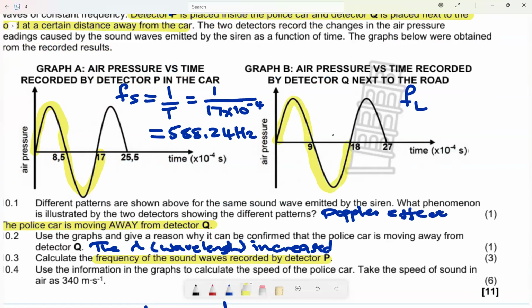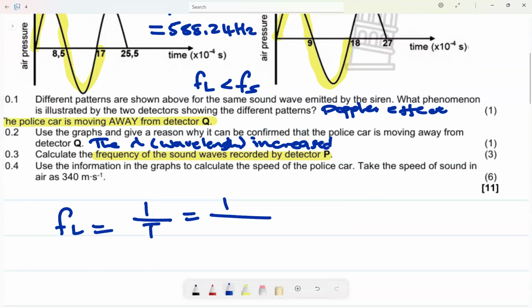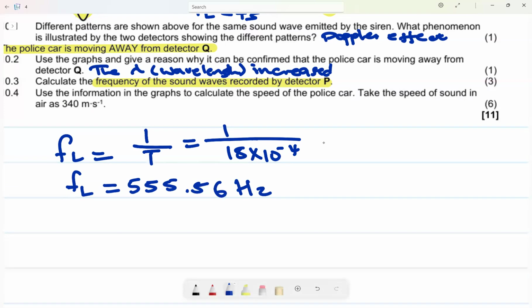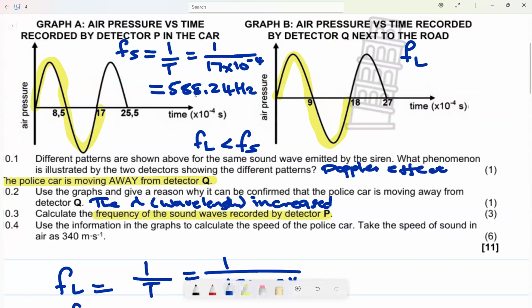It is 18. And do you agree with me that while it is moving away, the frequency of the listener, I'm expecting it to be less than the frequency of the sound. Why? It is moving away. Let's see if that will be the case. 1 divided by 18 times 10 to the power of negative 4. How much does it give me? It gives me that the frequency of the listener is something like 555.56 hertz. Is it less than that one? Yes, this one was 588.24.